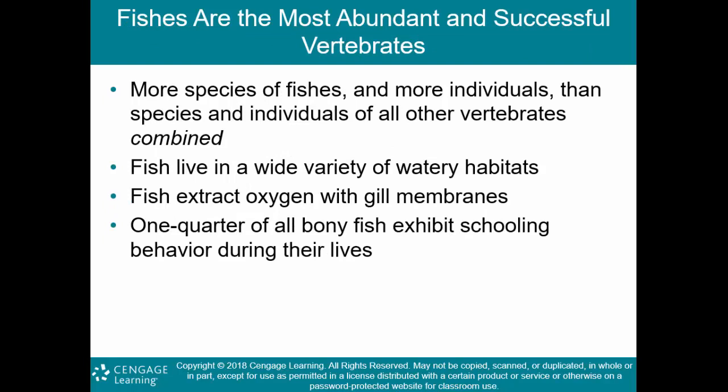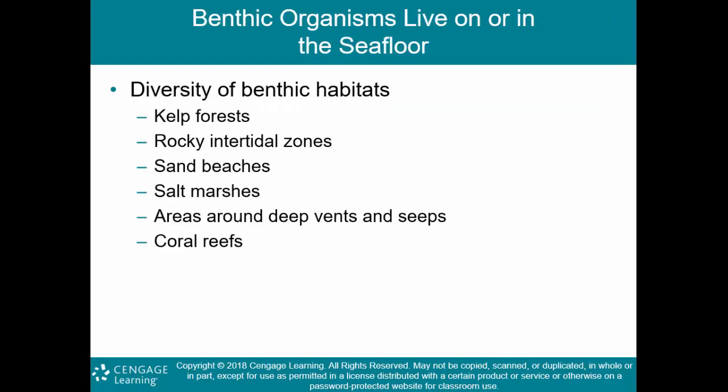So fishes are the most abundant and successful vertebrates on Earth. There's more species of fishes, and there's more individual fishes than any other vertebrates combined on Earth. There's just more fish than anything else. They live in a very wide variety of habitats, and they, of course, are not plants. They're animals. They take oxygen out of the water. They use their gills to do that, and that's how they get their oxygen. And they exhale carbon dioxide just like we do. And about 1/4 of all those fish, the bony fish that is, exhibit schooling behavior at some point, not the entire time, but at some point during their lives.